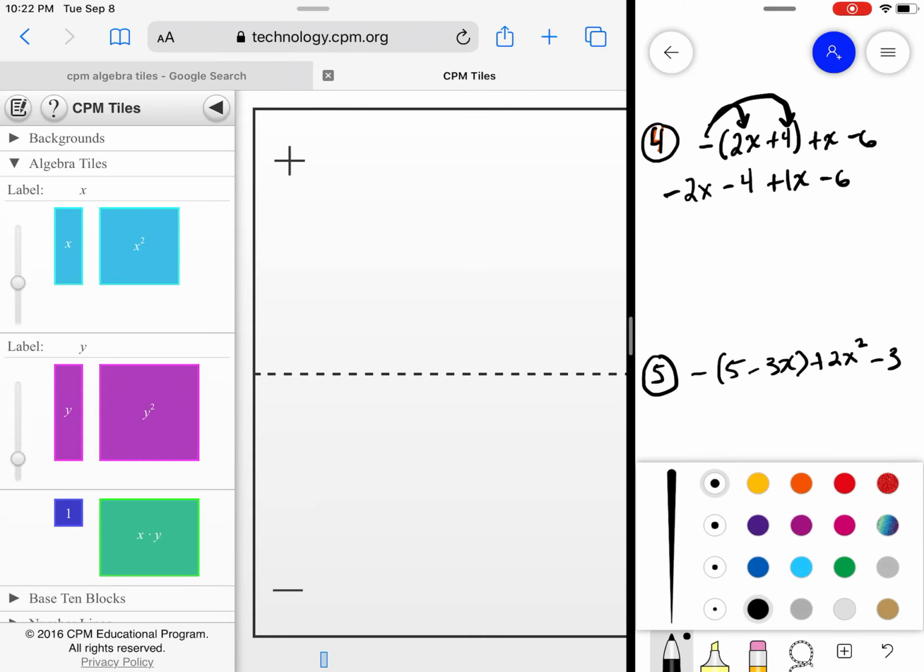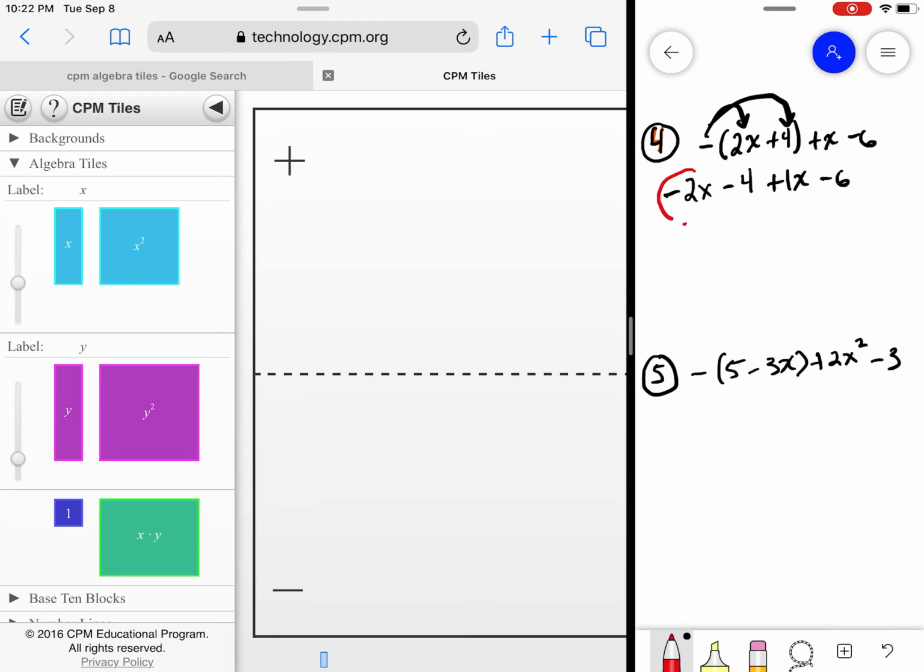Now it's time to combine like terms. So you never combine like terms until all the parentheses are gone. So let's get our x's together. So we have negative 2x and we have positive 1x. Throw them on a scoreboard. 2x is negative, 1x is positive. The negatives win, and they win by 1x or x.